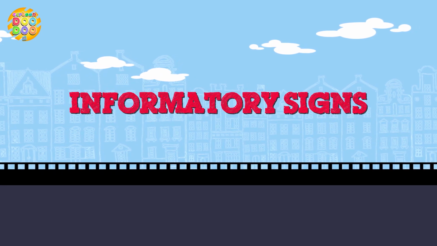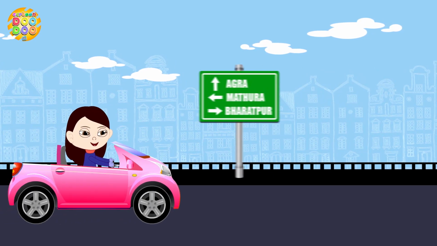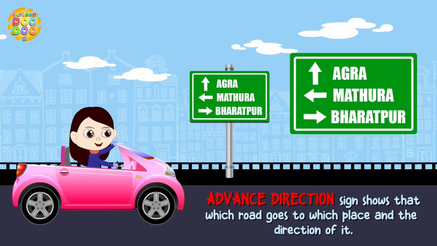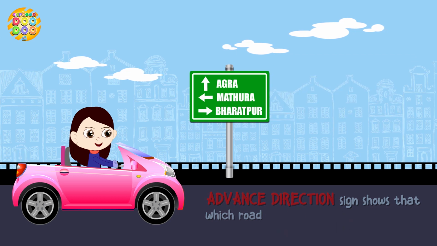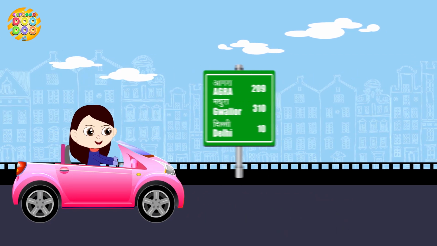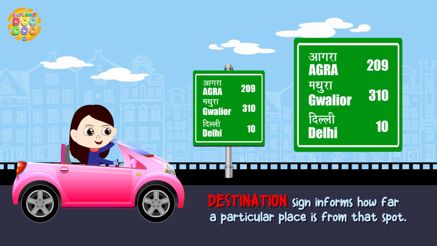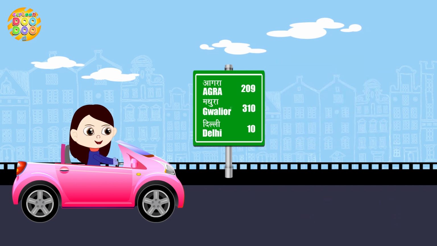Informatory signs. Advanced direction sign. This sign shows which road goes to which place and the direction of it. Destination signs. This sign informs how far a particular place is from that spot.